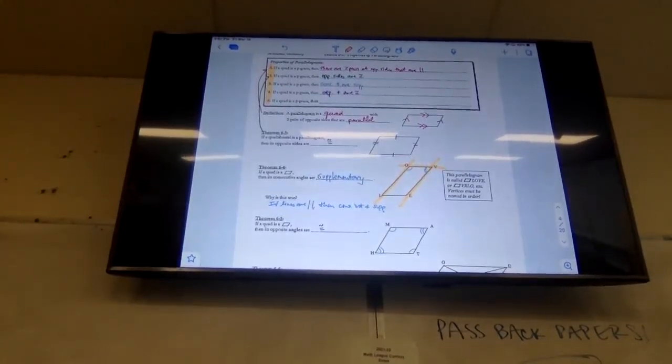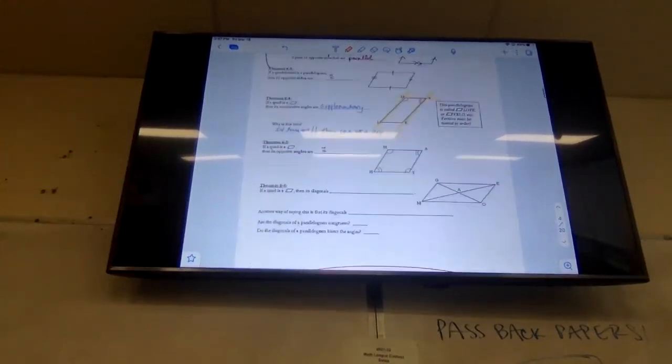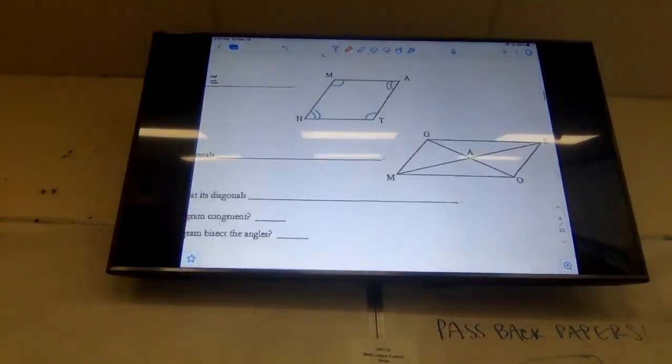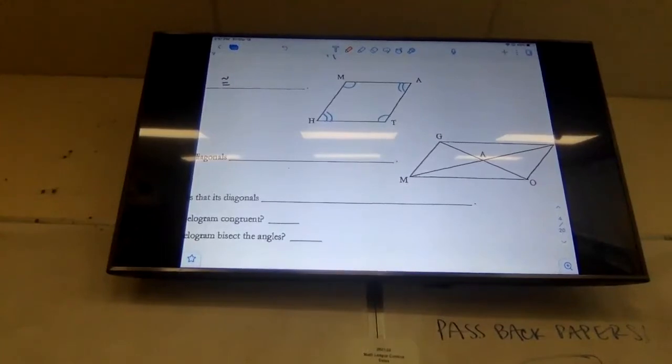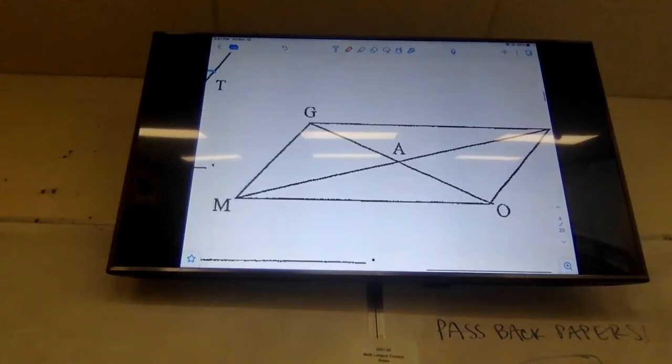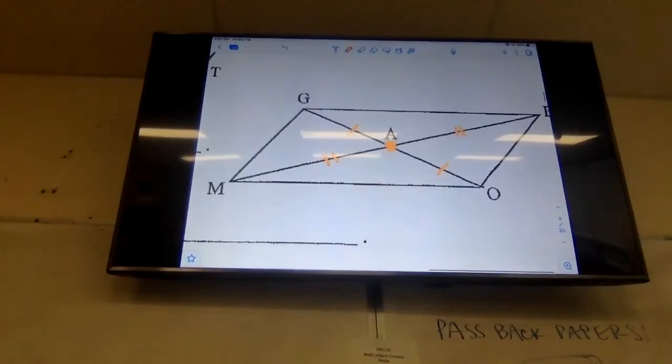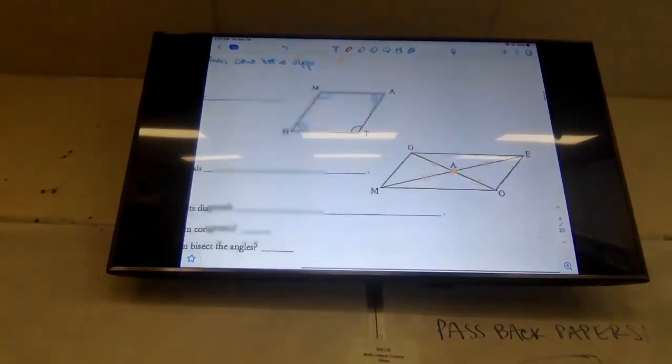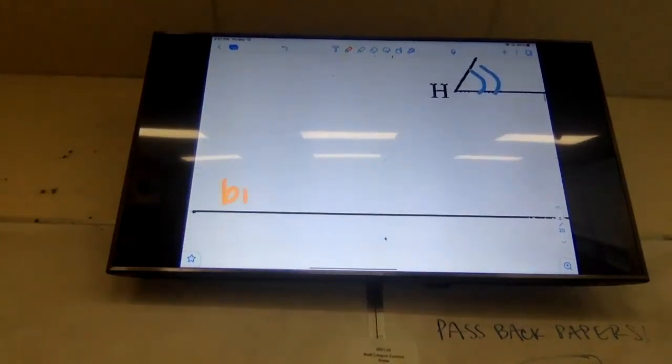Not reflexive. This has to do with their diagonals. Not vertical. There are vertical angles there, but I'm not going to write a theorem about it. The diagonals both go through this point A, and they bisect each other. So that means GA and AO are congruent, and MA and AE are congruent. So we can say this one of 2 ways. We can say diagonals bisect each other, or we can say they share a midpoint. Diagonals bisect each other.